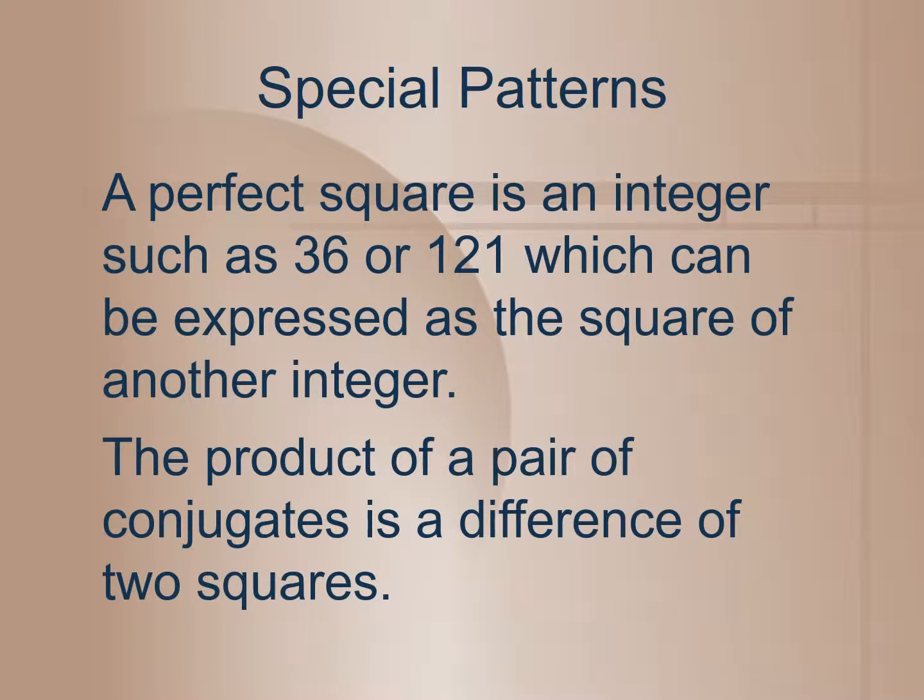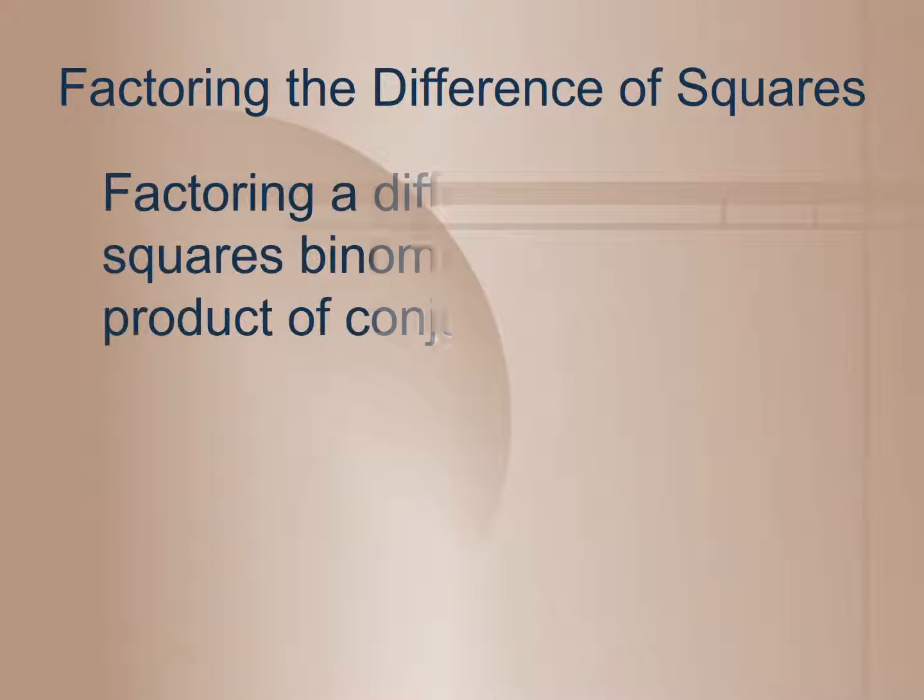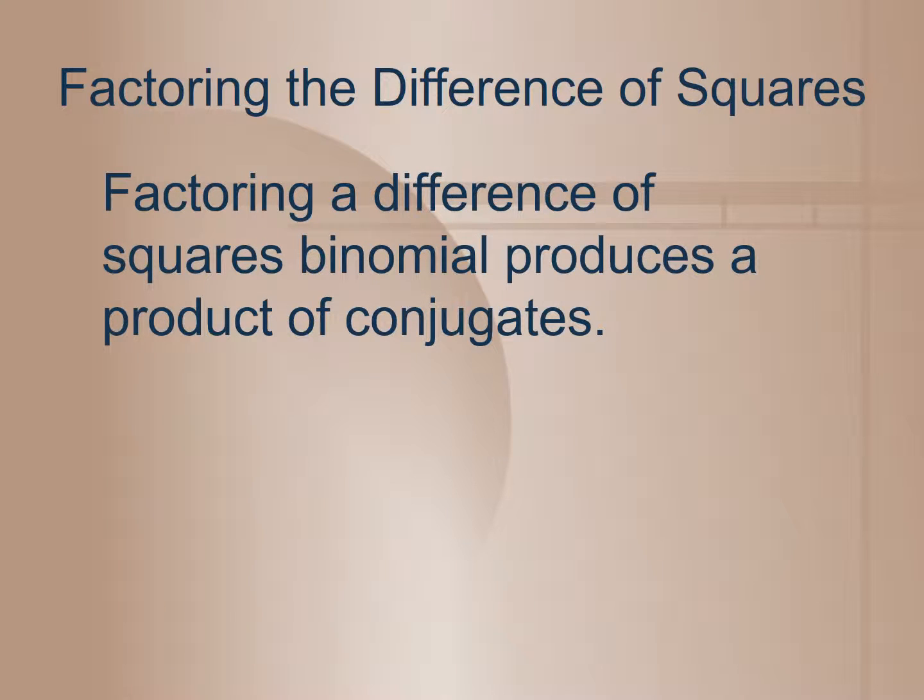When we have a product of a pair of conjugates, which we learned how to multiply in Chapter 9, what we get is a difference of two squares. So let's learn how to factor the difference of squares. Factoring a difference of squares produces a product of conjugates. You learned how to multiply the product of conjugates, so now we start with the answer, the difference of squares, and when we factor it, we end up with the product of conjugates.